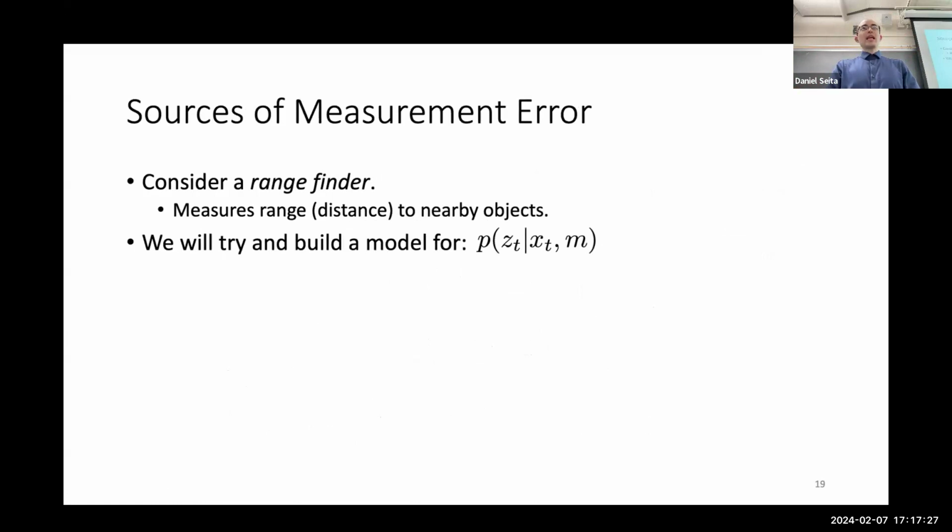All right, so now we're going to talk about sources of measurement error. So consider a rangefinder that measures the distance to nearby objects. Then we're going to try to build a model for P of ZT given XT and M. So the point is to build a model for this. It's kind of like building a model for the motion model, the transition: we assume the next state is equal to the current state plus the action plus noise that we're modeling.